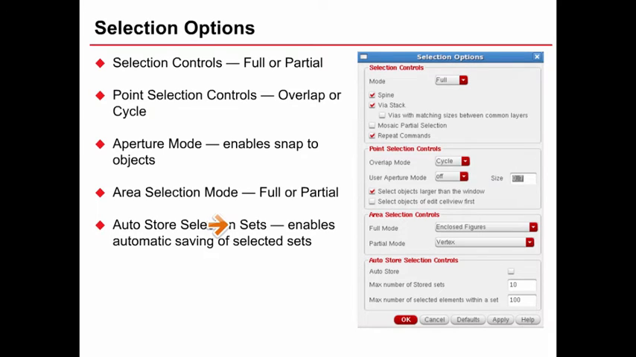Area selection mode, full or partial. So when you do area select, the left mouse drag. Do you want full mode, partial mode? What things do you want to be able to select? And then auto store selected sets. How many maximum number of stored sets? And do you want auto store to be on? And then the maximum number of selected elements within a set.